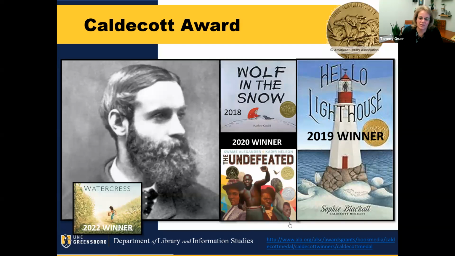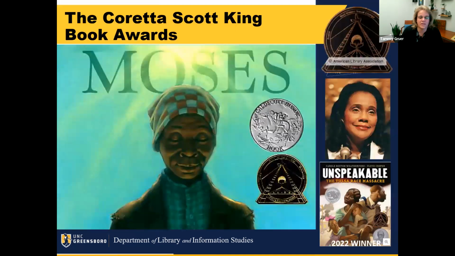This one was nominated for the Newbery and also the Coretta Scott King. We're going to talk about that one in a moment. This year's winner is Watercress, and it's about the experiences of a little girl, and it's actually kind of real time, but it's a little interesting. I think you should check that one out if you haven't.